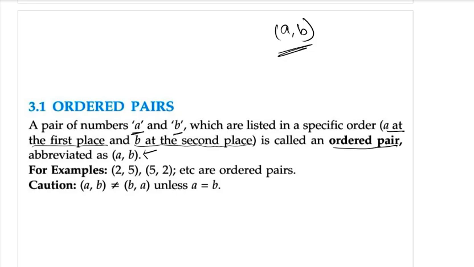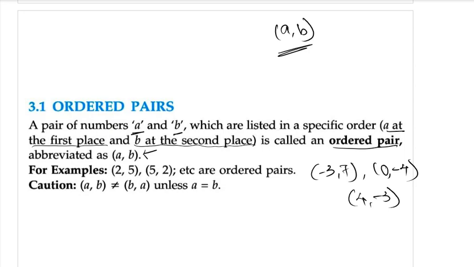Okay, so for example, (2, 5) is an ordered pair, (5, 2) is also an ordered pair, right? More examples we can take. (-3, 7) can be an ordered pair, (0, -4) is an ordered pair, right? (4, -3) is an ordered pair. These are all ordered pairs.